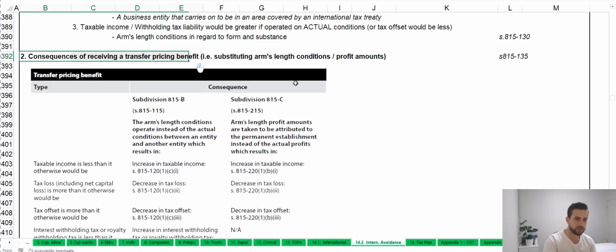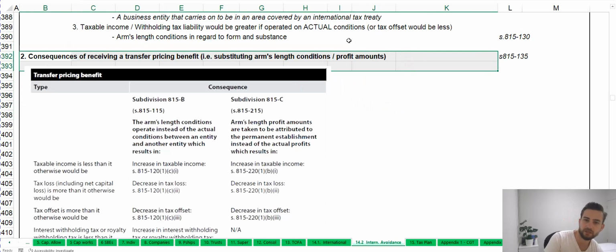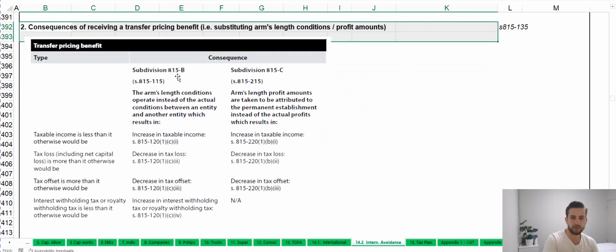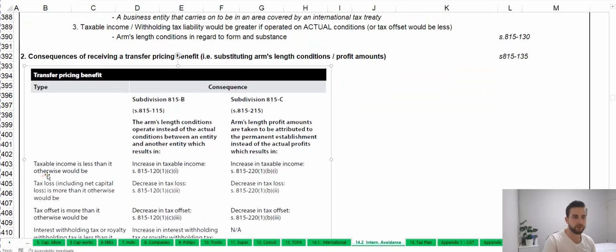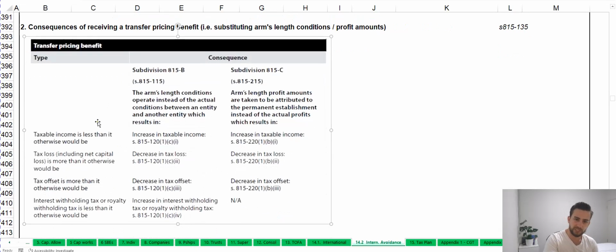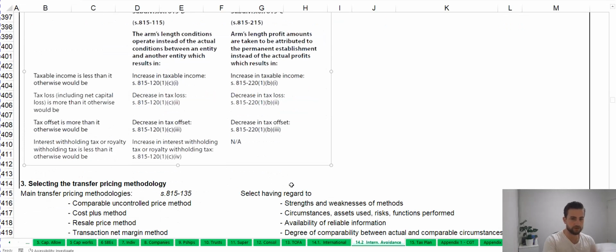So the consequence of receiving a transfer pricing benefit, which is very bad, is basically substituting the arm's length conditions for the actual profit amounts. What this table is saying is, if you had reduced your taxable income because of your transfer pricing, what these divisions, which are anti-tax avoidance, are going to do is increase your taxable income by the amount we've calculated you've reduced it by. Same thing for tax losses, tax offsets and interest. So the ATO is going to come in, adjust all those numbers, calculate the difference it thinks it is, and apply it to your taxable income, tax loss, tax offset, interest withholding, all that stuff.